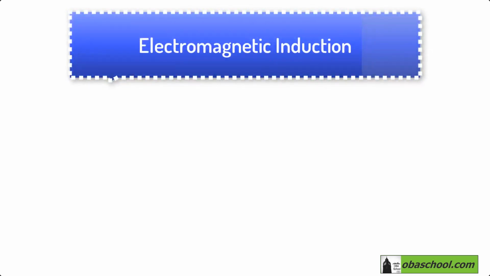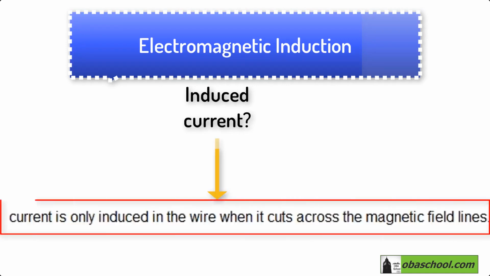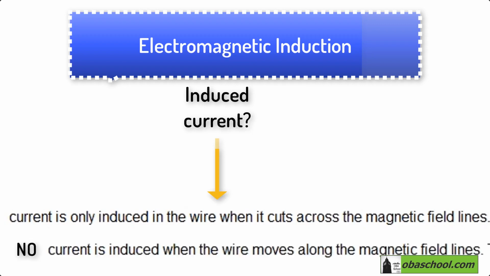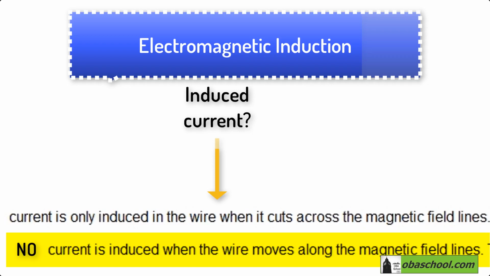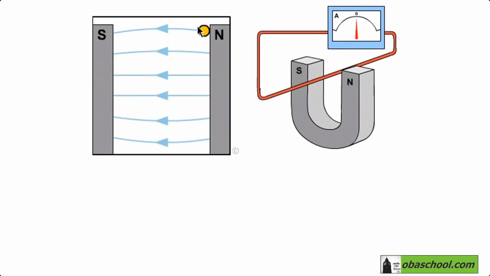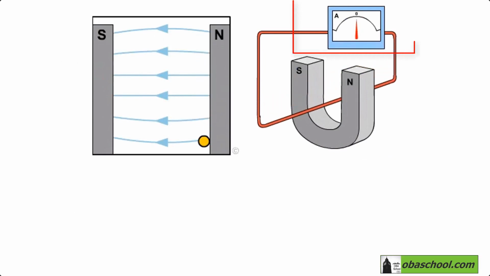When do we say the current is induced? A current is only induced in the wire when it cuts across the magnetic field lines. But no current is induced when the wire moves along the magnetic field lines. Now, in order to find the value of the induced current, it is measured using an ammeter.